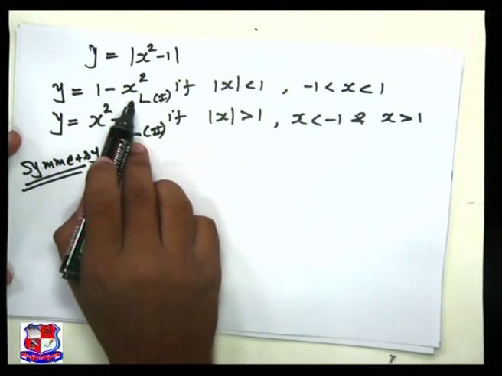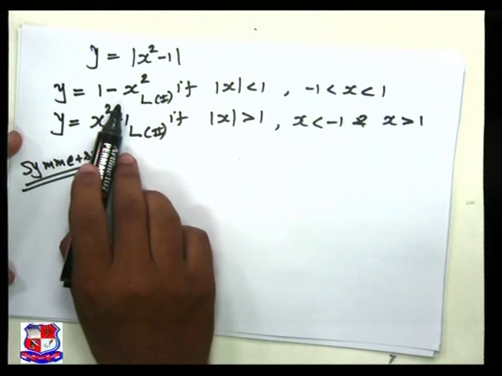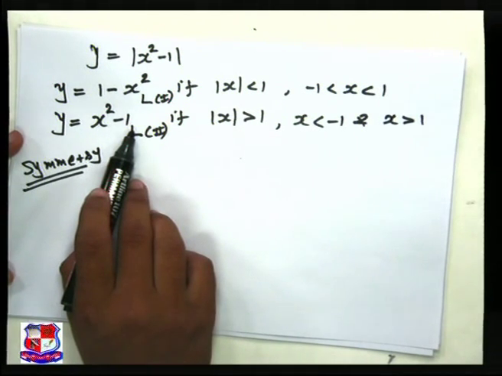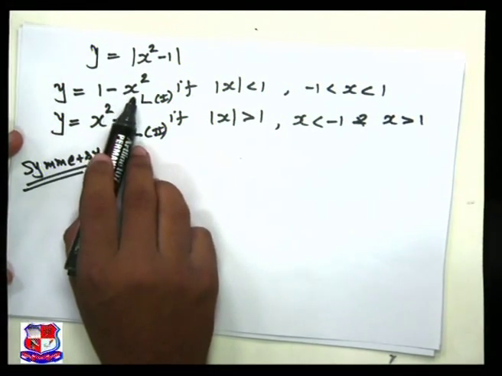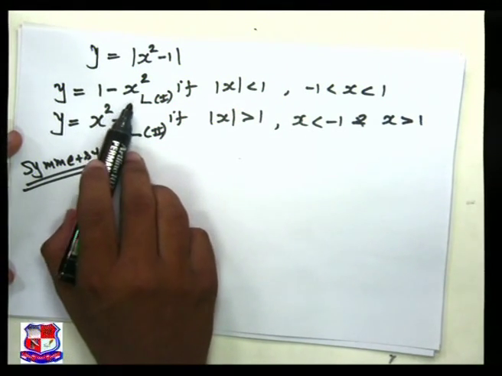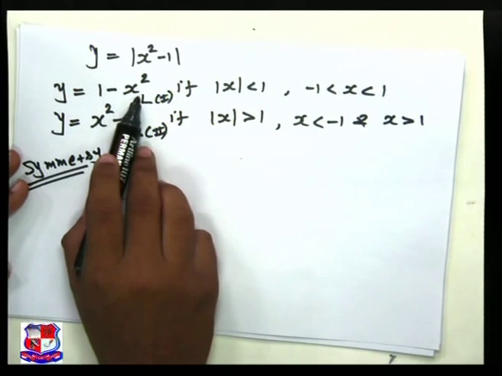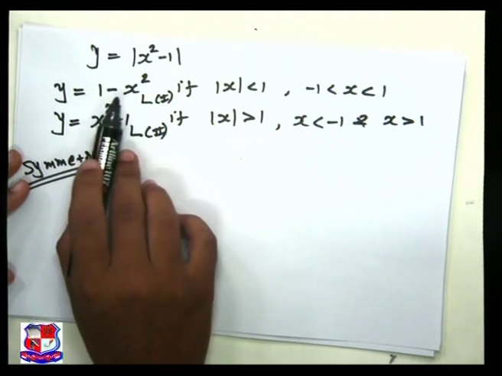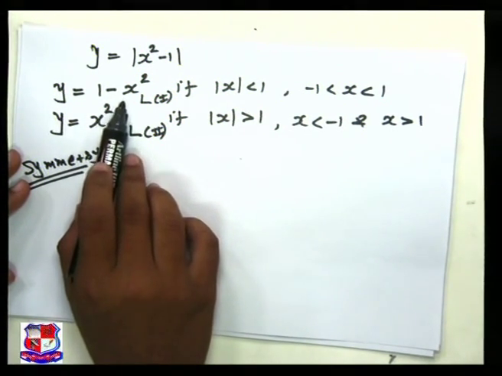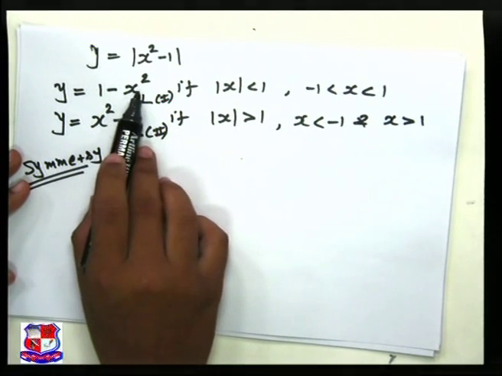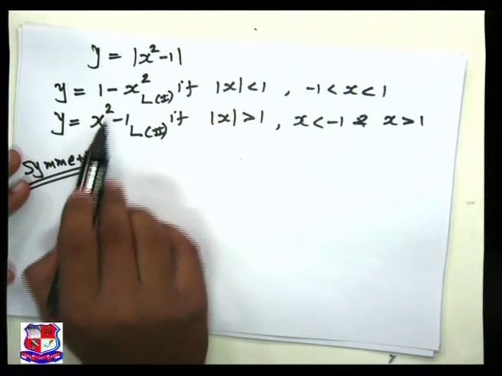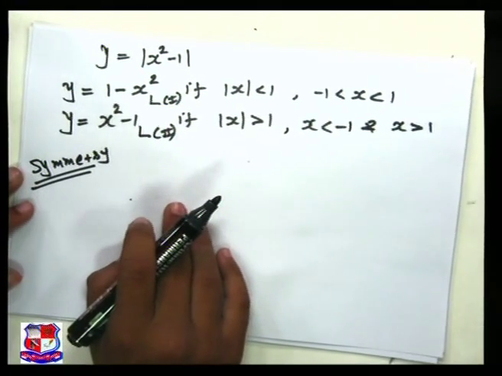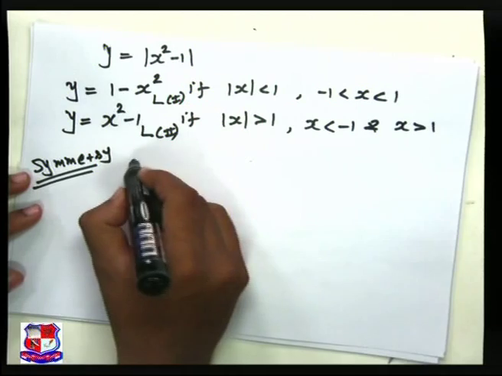The graph, you can see the equation 1 and 2 of the curve contain x square, right? That means if we put minus x instead of x, there is no change in the graph, there is no change in the terms of this equation. In other words, the equation contains even power of x, so that's why the graph of this function is symmetric about the y axis.